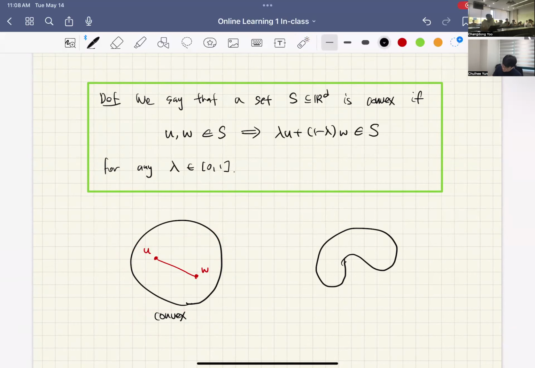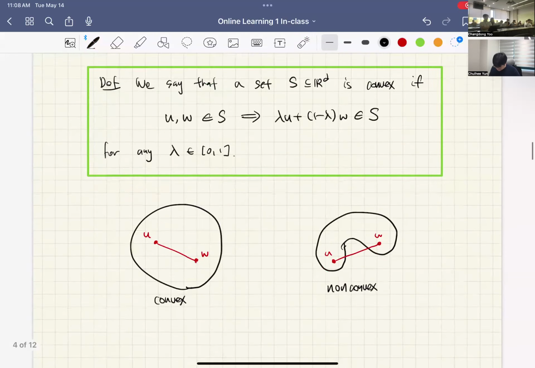And what is an example of a non-convex set? This set is non-convex because if you choose U and W this way, and then draw the line segment, there is a certain part of the segment that does not stay in the set. So this is one example of a non-convex set. Okay, so that was the definition of the convex set.